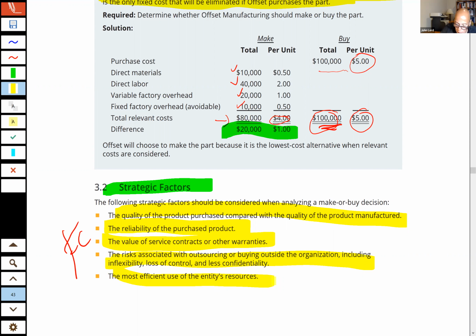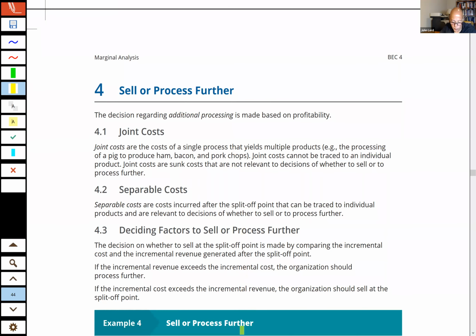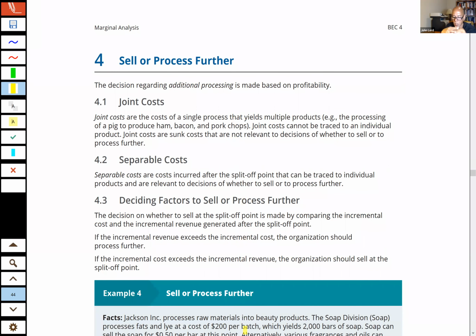Now you come over to the next page, where we talk about sell or process further. We talked about joint costs, and joint costs are sunk costs that are not relevant to the decision as to whether to sell or to process further. So let's say we're making gasoline, and we have gasoline, we have oil, and at some point, however we're doing this, there is no difference between the oil and the gasoline.